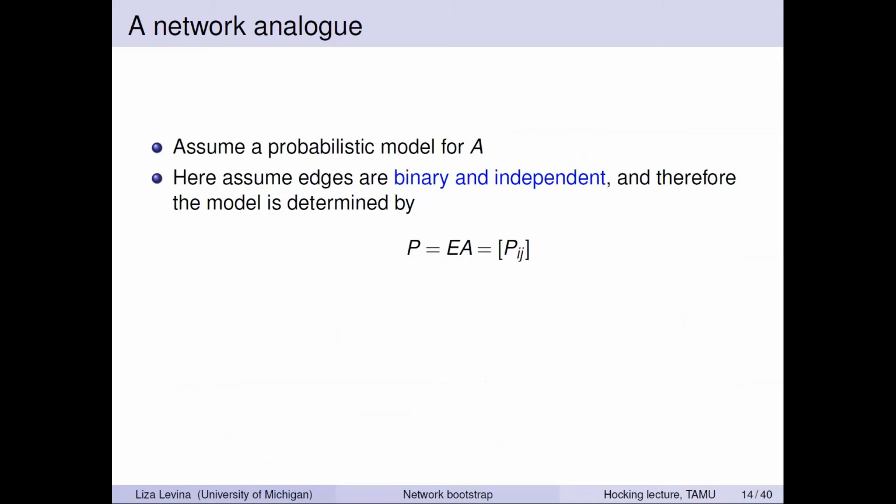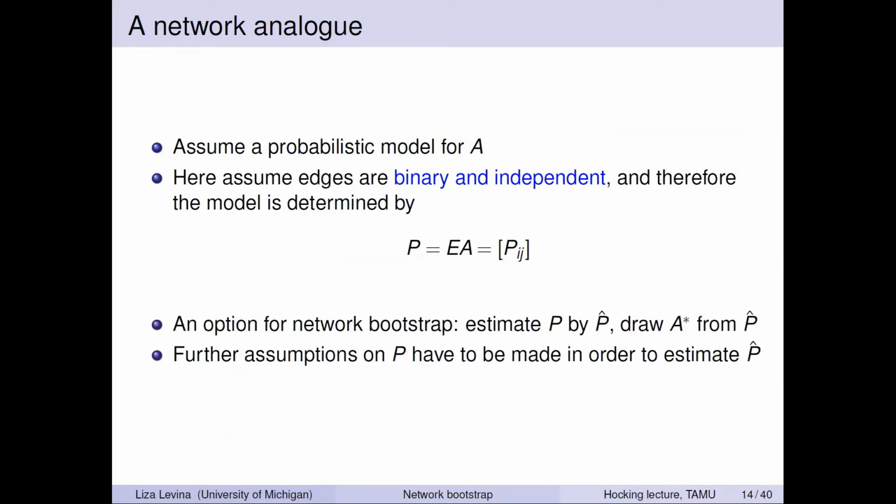So what is the network analog of this? Well, we have a model. We have this P. We don't know anything about it yet. I haven't assumed anything. But if we're assuming binary and independent edges, we have the probability matrix that determines the thing. So we can do a similar idea: estimate P by some P hat, and then draw a new network from that estimated P hat.